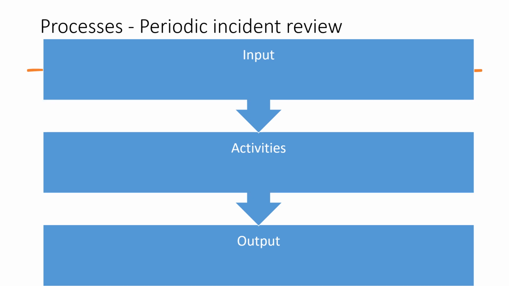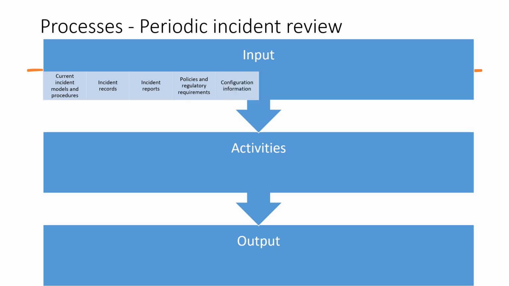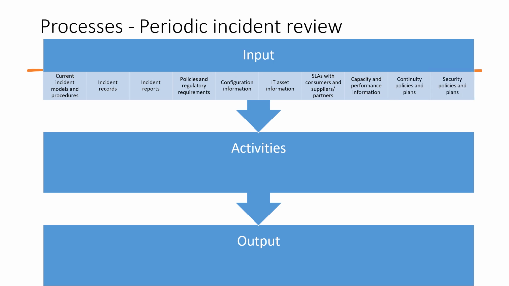For the second process, periodic incident review, we have these inputs: current incident models and procedures, incident records and reports, policies and regulatory requirements, configuration information, IT asset information, SLAs with consumers and suppliers and partners, capacity and performance information, continuity policies and plans, security policies and plans.